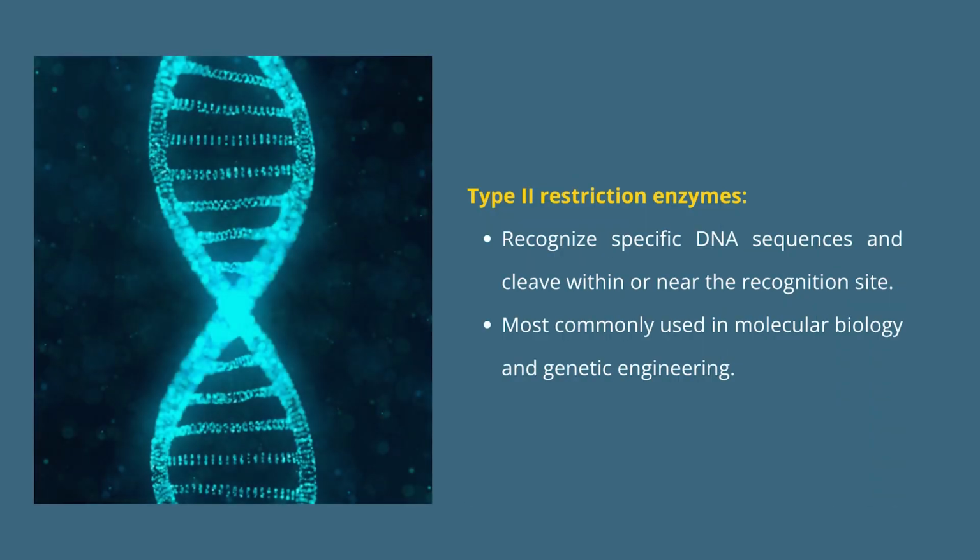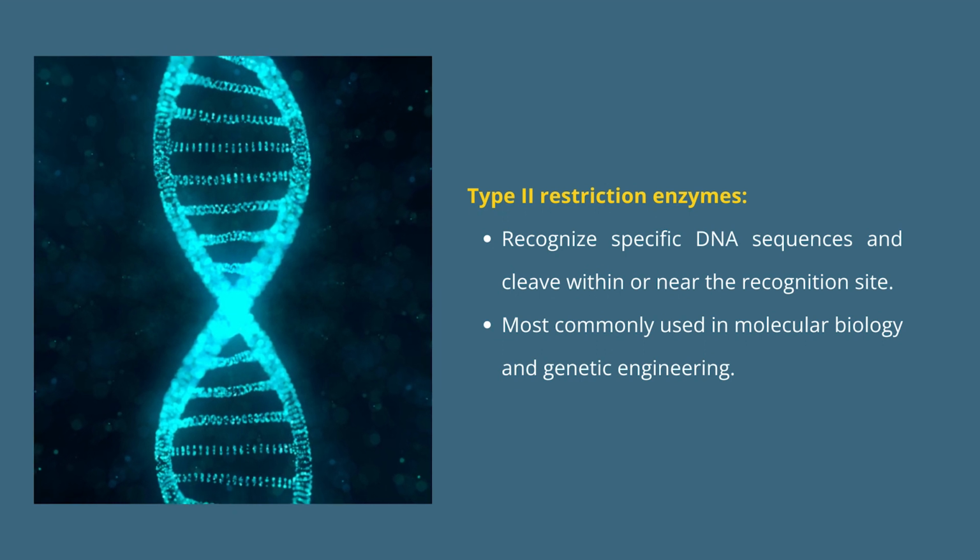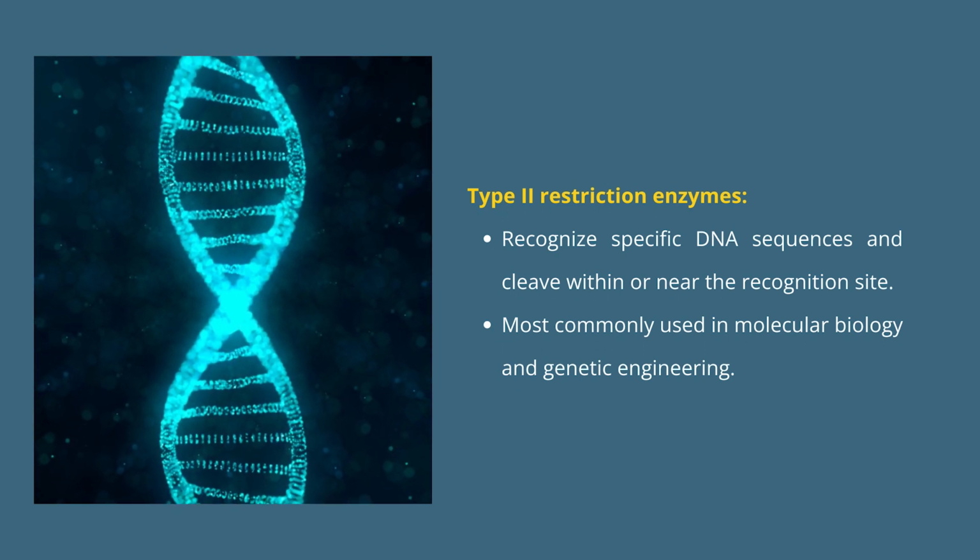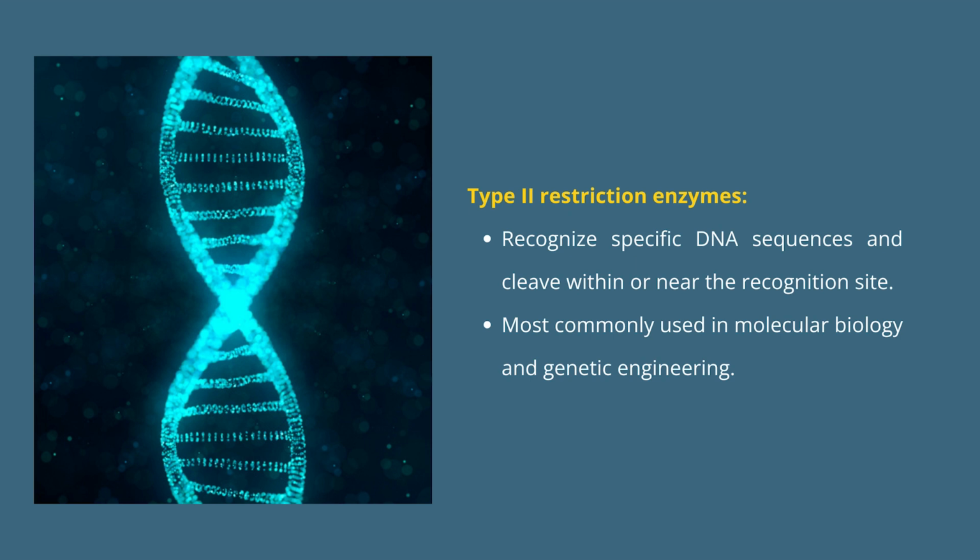The type 2 class of restriction enzymes recognizes specific DNA sequences and cleaves within or near the recognition sequence. Most commonly, this is the type used in molecular biology and genetic engineering. Examples include EcoRI, BamHI and HindIII. It has the advantage that it does not require any energy or ATP molecules for the completion of this type of digestion.